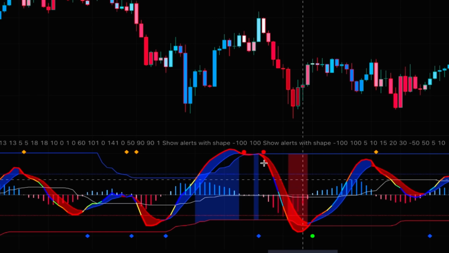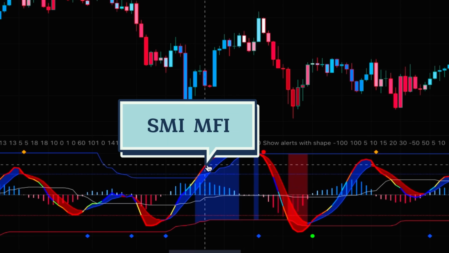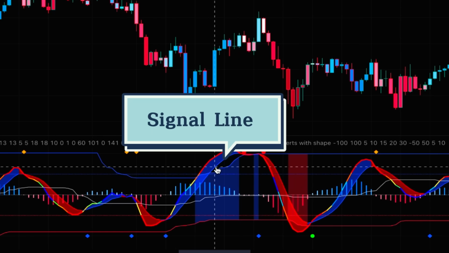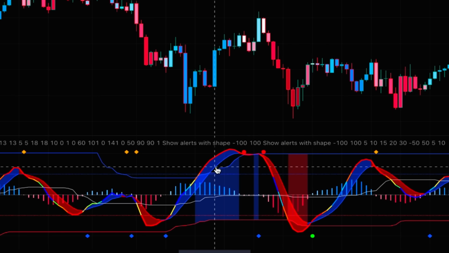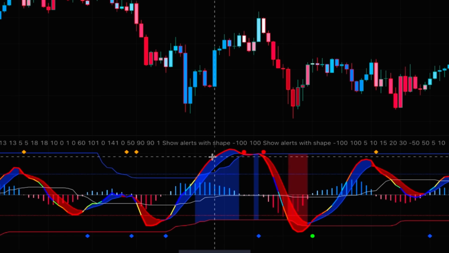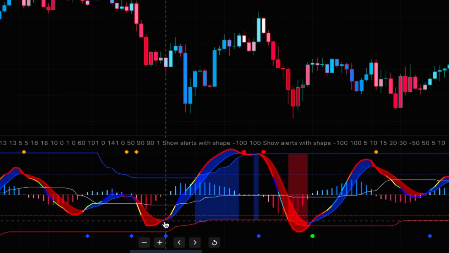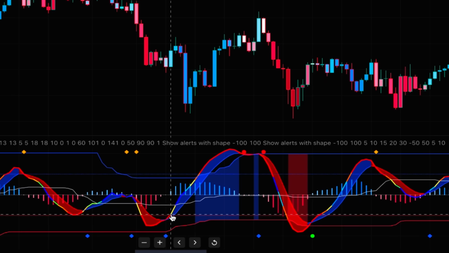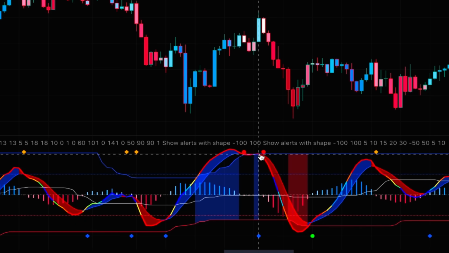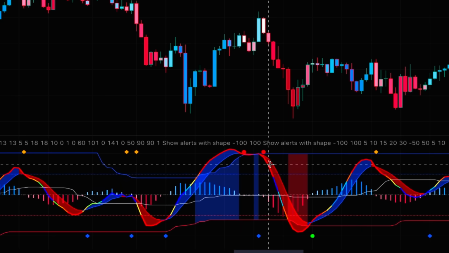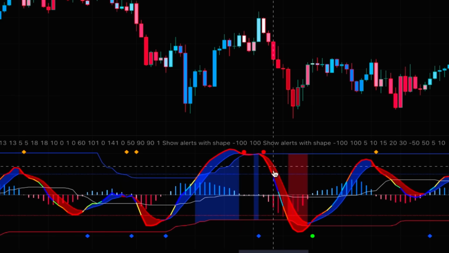Alright, this line that you see here is the SMI MFI line, and this line is its signal line, which is actually a moving average of the SMI MFI line with length of 8. When the SMI MFI line crosses above the signal line, it's a bullish signal and the area between the two lines becomes blue. And when the SMI MFI line crosses below its signal line, it's a bearish signal and the area between the two lines becomes red.